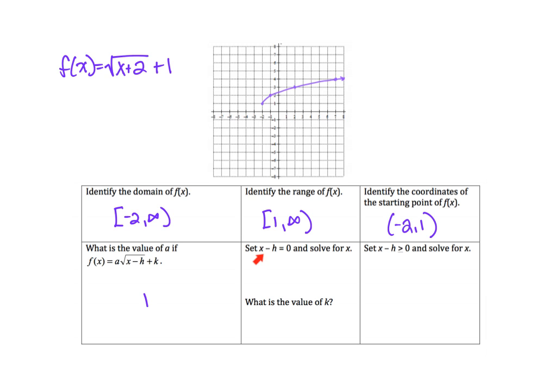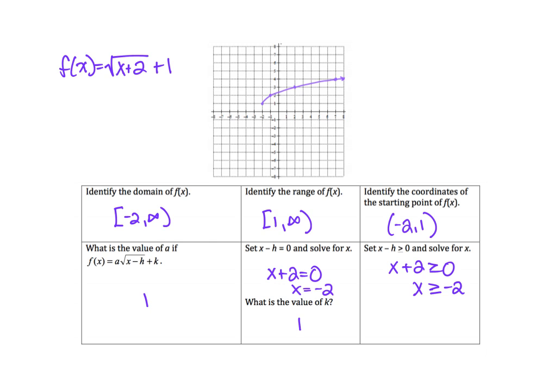Now, we're going to set x minus h, this part underneath my radicand, equal to 0, and we're going to solve for x. So x plus 2 equals 0. If I solve that, I get x equals -2, and my k value is +1. The next thing I'm going to do is set my radicand greater than or equal to 0. So x plus 2 is greater than or equal to 0, and we're going to solve for x. I get x is greater than or equal to -2.